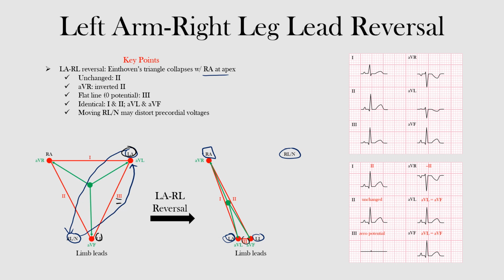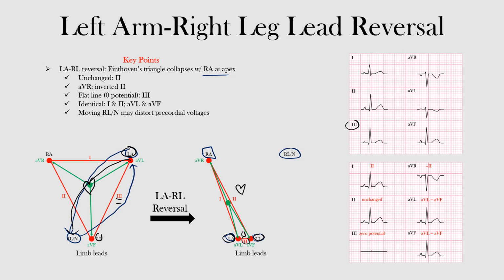Remember, imagine our heart sitting right at the center of these. And now we're moving this left arm down here. So imagine our heart here. Now everything's shifting outside of that. So if our left arm and left leg are here, pretty much you're going to record a zero potential. They're at the same level. Because of that, lead 3 becomes zero potential or a flat line.